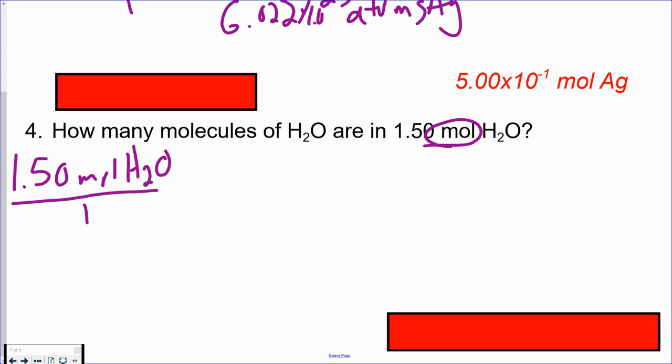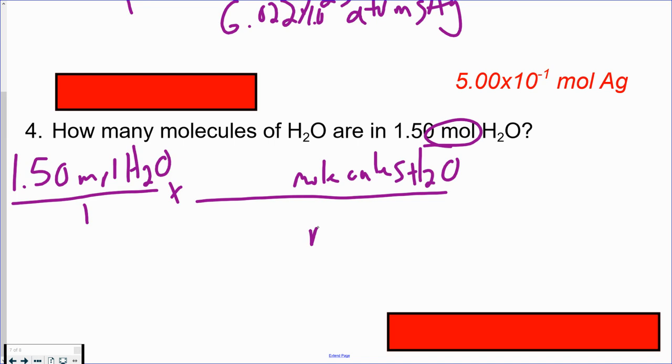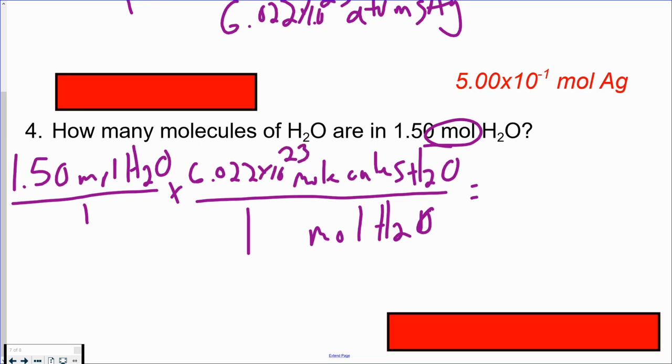And we're asked to go to molecules. So that means molecules goes up top, and mole goes on the bottom. Mole will always get a 1 in our factors, and then molecules in a factor, not the given, will get 6.022 times 10 to the 23rd.